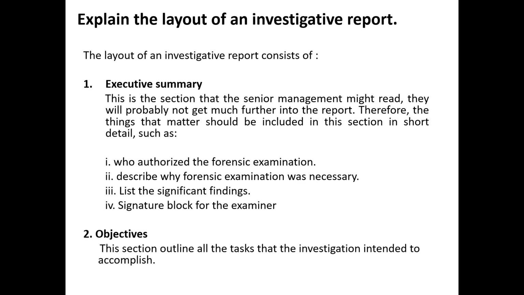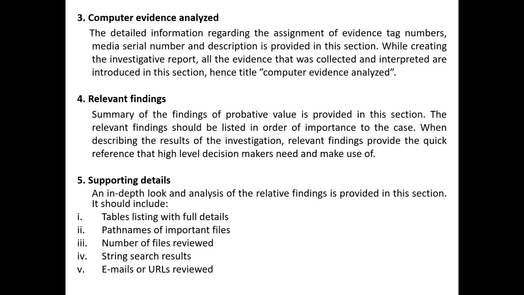That's why the executive summary should be precise, but it should contain all the important details like who has authorized the forensic examination, why the forensic examination was necessary, the relevant findings, signature blocks of the examiners, and so on. Next section is objectives. This section outlines all the tasks that the investigation intended to accomplish. What all things the investigator should complete should be listed in this section.